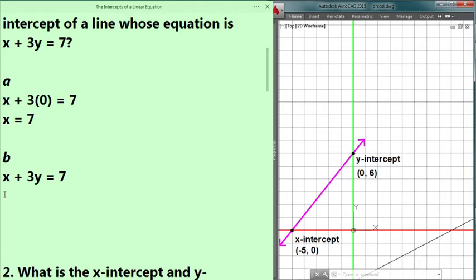So, gagawin natin itong part naman na x, yun yung gagawin naman nating 0. Okay. So, tandaan nyo po kapag a, x-intercept, kapag b, y-intercept. Okay. So, dito 0 plus 3y is equal to 7. So, pwede lang natin isulat na 3y is equal to 7 and then simplify. So, we have to divide both sides by 3.